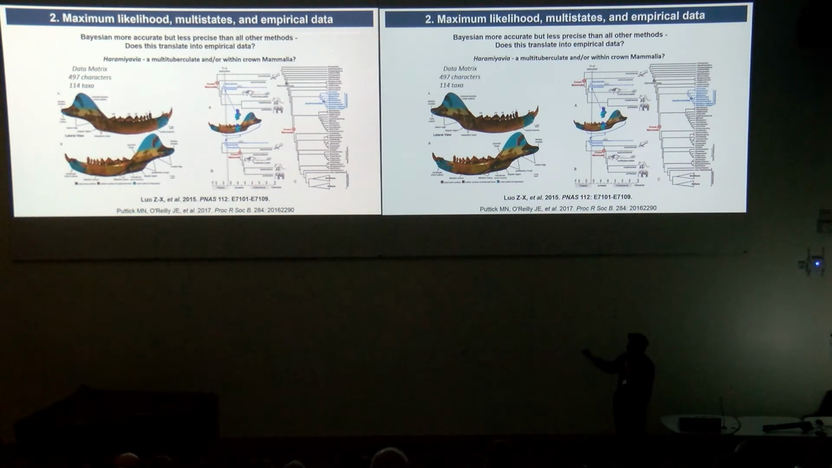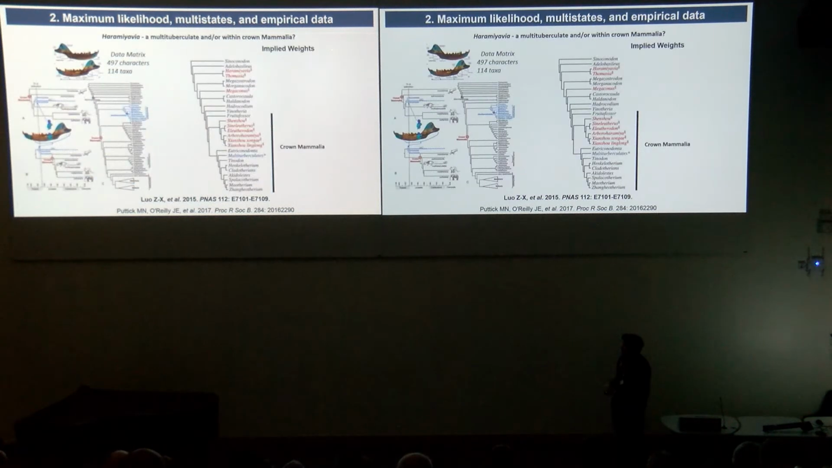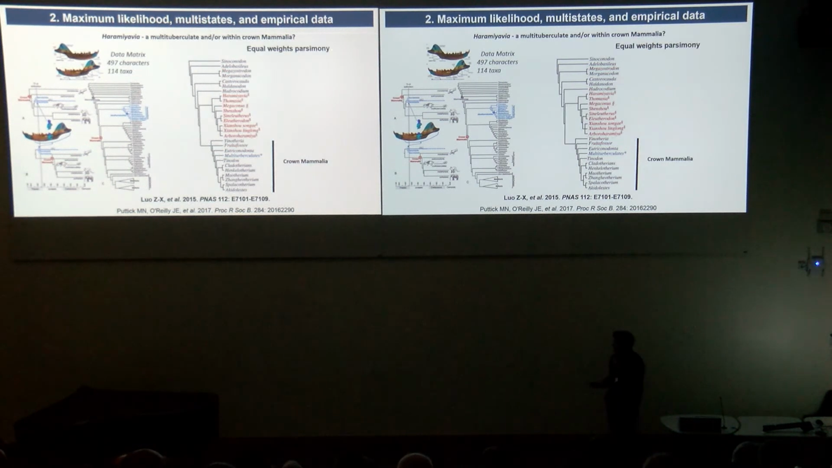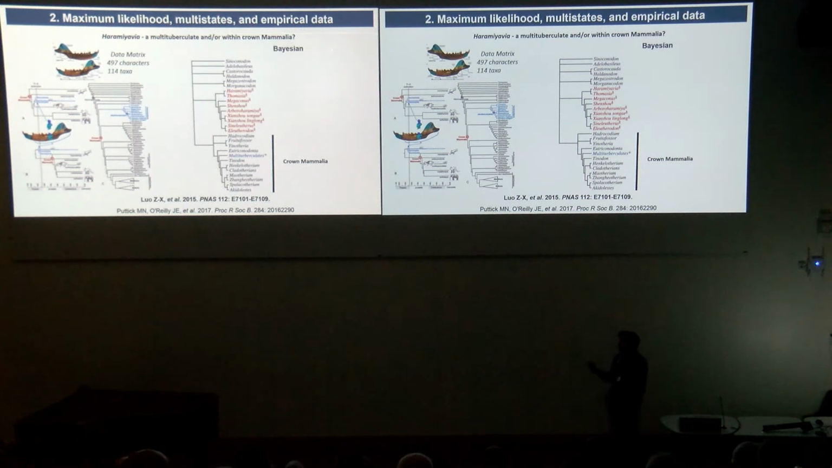this was just under 500 characters, over 100 taxa. And this is looking at this taxon Haramoevia and seeing where it fits in mammal phylogeny. And they found that it falls outside of crown mammalia. And even though implied weights gives a slightly funny result, it is still supporting this original study. And actually all methods are congruent with this original tree. So larger matrices, as we would expect given our simulation results, give more congruent results.